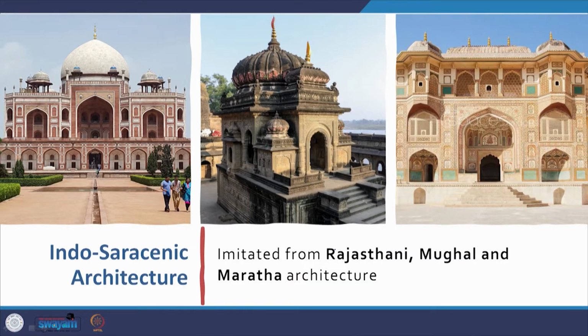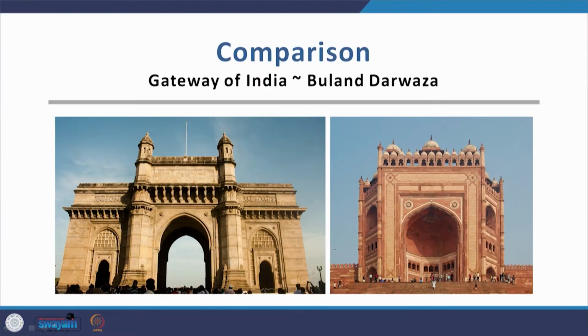This was commonly followed. Now the Indian part of it is imitated from Rajasthani, Mughal and Maratha architecture from India. For example, another comparison, comparing the Gateway of India, which was made in the British Raj, with the Buland Darwaza of Fatehpur Sikri, you find that the Gateway of India is a fusion of traditional Indian elements from Mughal architecture. There are the brackets, there are the minarets, and they are all merging together in the Gateway of India, and we find that correlation with Mughal architecture.